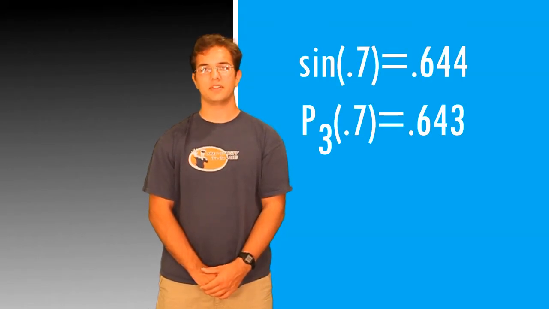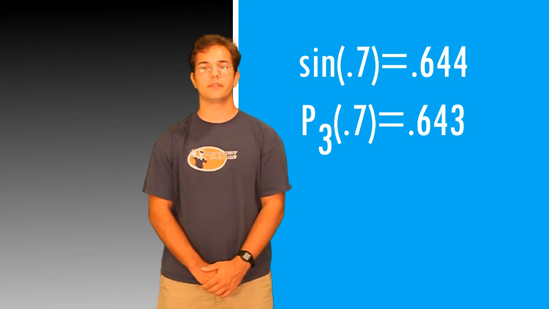For values close to the center of approximation, this is much easier to calculate, even with our original value of 0.7. See, the sine of 0.7 is 0.644, but if we plug 0.7 into x minus x cubed over 6, we get 0.643, and that is pretty close. And there you have it. That's a Taylor approximation.